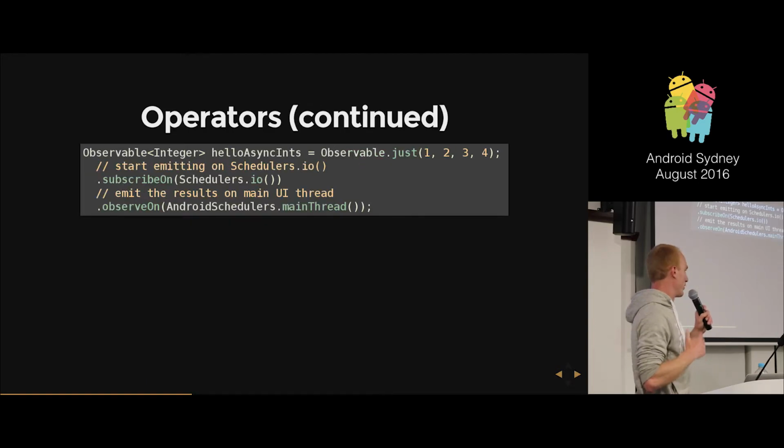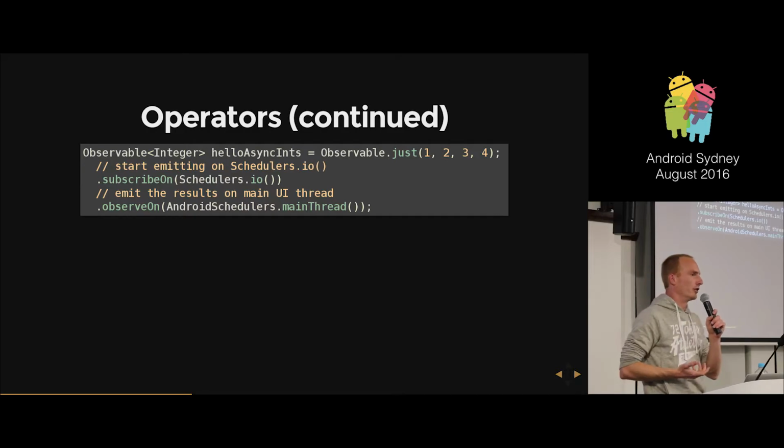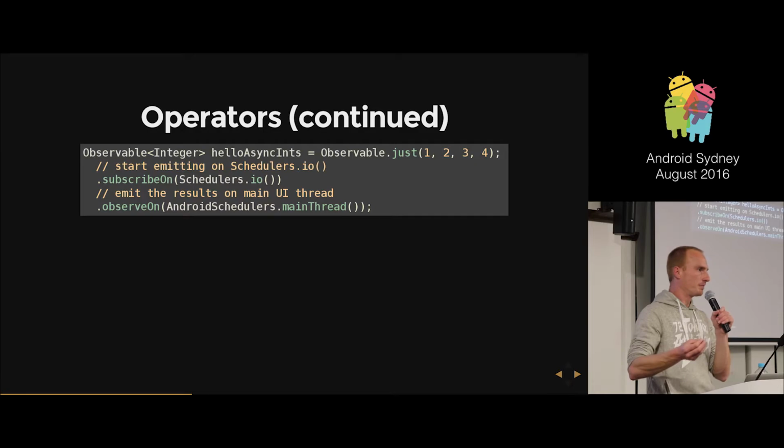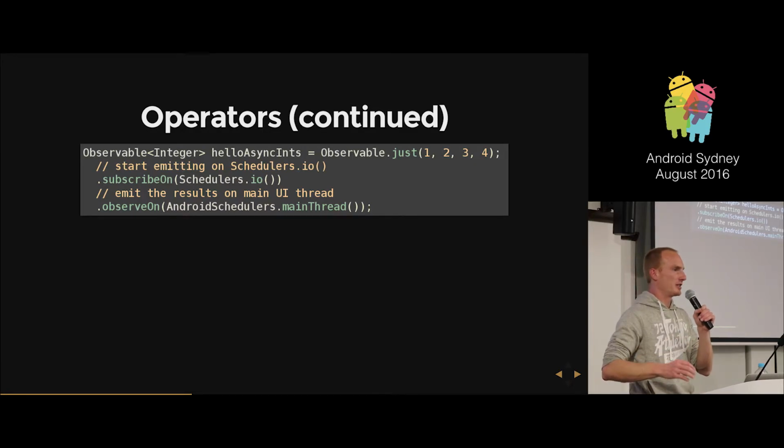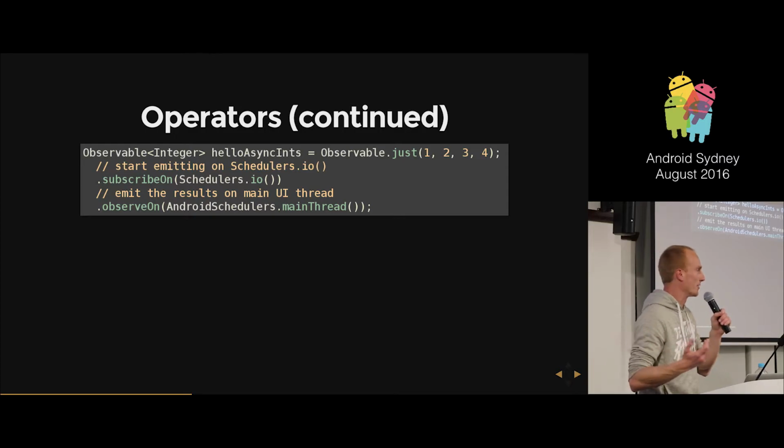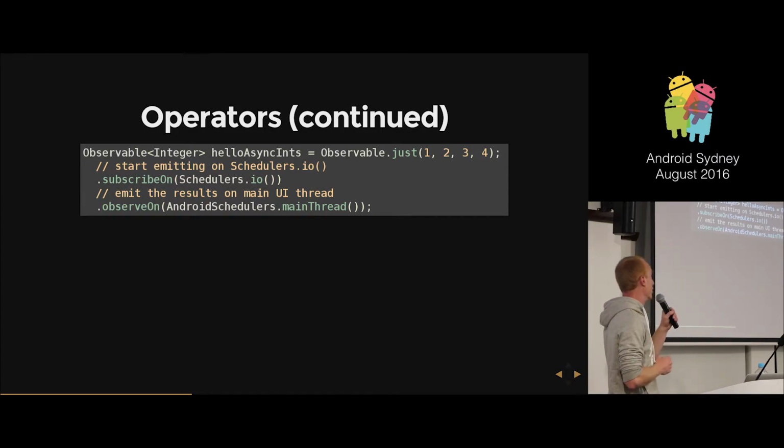In addition to transforming and filtering data, we can also change the behavior of the observable stream. So you've got a couple of operators that change the threading behavior of your stream. In this case, we have subscribe on, which basically tells you where the emitting of the events start. And we have observe on, and everything after observe on emits at the designated thread or scheduler, as it's called in RxJava.